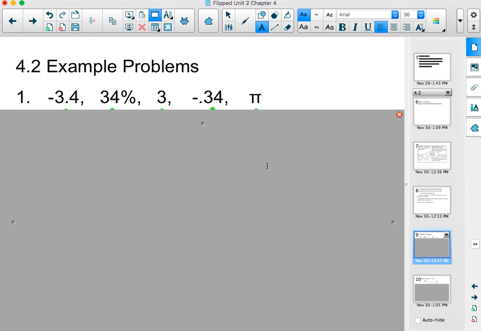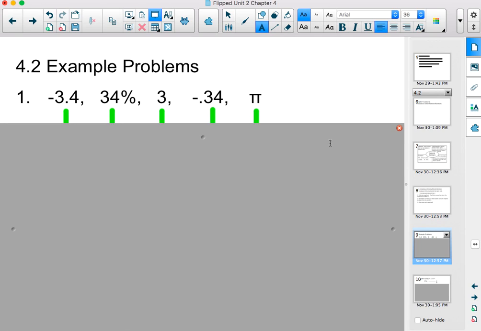Our first example problem is example number 1. This is straight from your notes. You are asked to put the following numbers in ascending order. Remember, ascending means least to greatest. The numbers are -3 4/10, 34%, 3, -34 hundredths, and pi. That's the Greek symbol for pi right there.